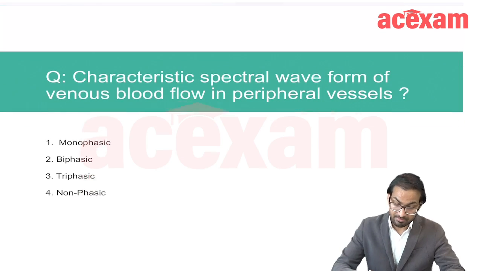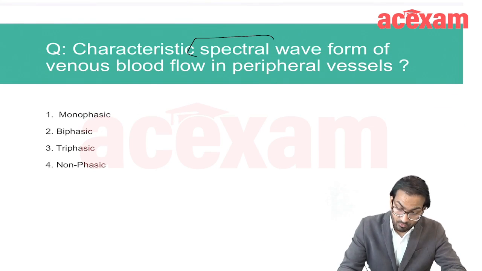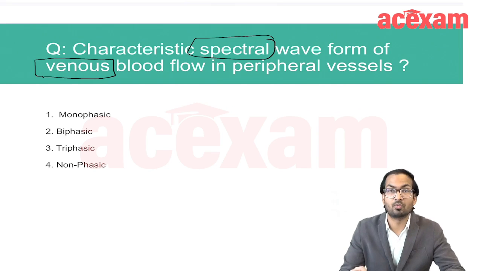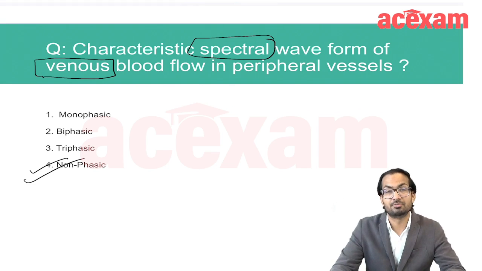So let's come back to that question again. What was the question? Characteristic spectral waveform. So what they're asking, the spectral waveform, which is nothing but a Doppler phenomenon, in the venous blood. So they are talking about the veins. So we already know that veins show a non-phasic spectral waveform.